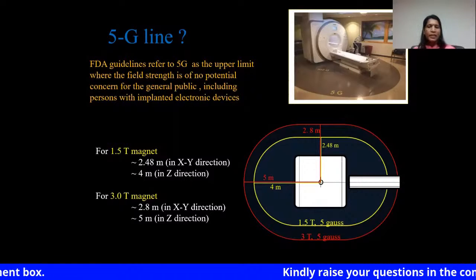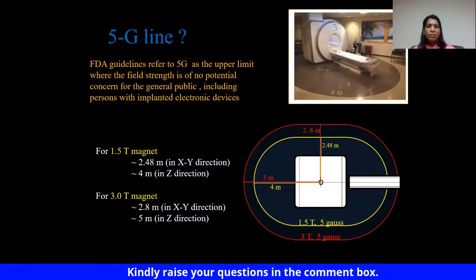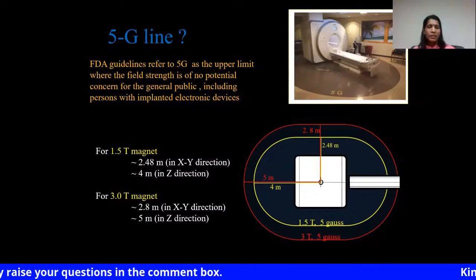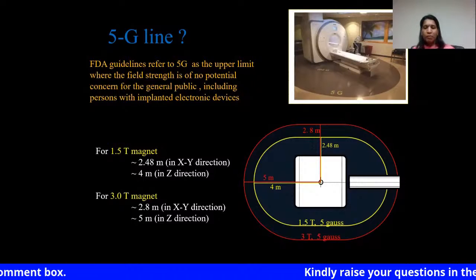And the 5 Gauss line extension depends upon the strength of the magnetic field. For a 1.5 Tesla, it will be 4 meters, and for a 3 Tesla, it will be 5 meters.